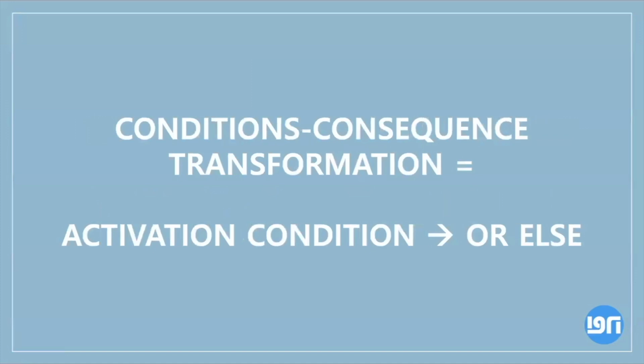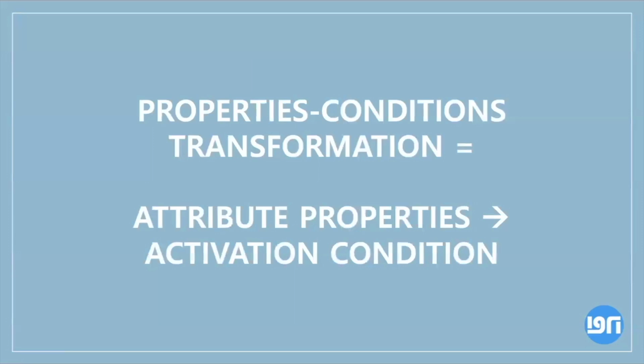Conditions consequence transformation involves reworking an activation condition into an or else to shift perspective from the monitor or enforcer to the regulated actor. Finally, in properties conditions transformations, the properties of an attribute are instead expressed as activation conditions. This has the effect of simplifying the attributes, while putting all information about an institutional statement's preconditions in the activation conditions.